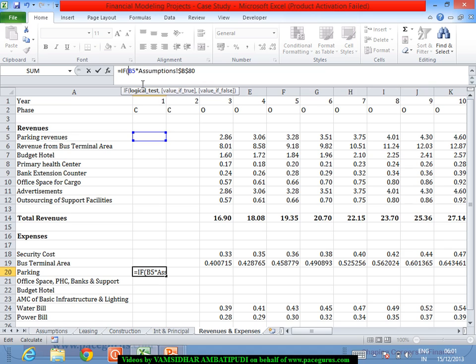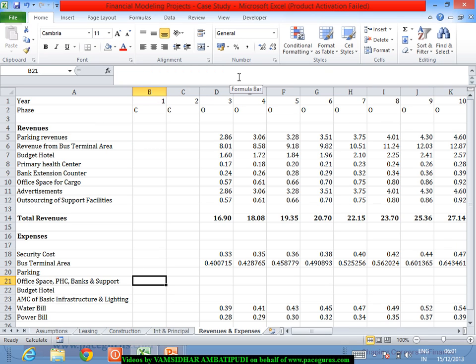We can drag all of these things at one go. If this is equal to operations, only then do this exercise, otherwise leave it as blank. That is with respect to the parking. Even for the office space, PHC, banks and support, all of them we can look at.